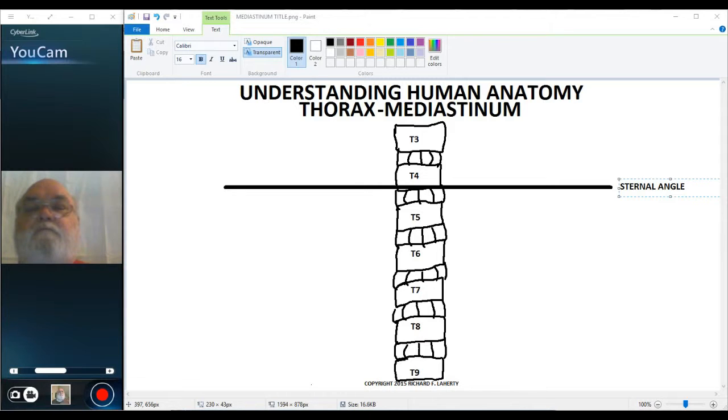So when we do a slide like this, when we diagram something, we're going to make some assumptions, and the assumption we're going to make is we're going to draw the mediastinum as it looks at the beginning of a quiet inspiration, or right after a quiet expiration.